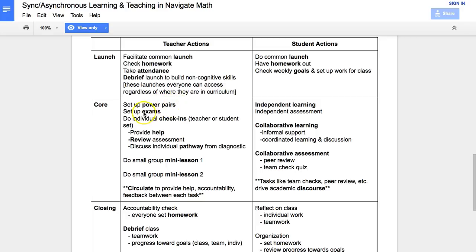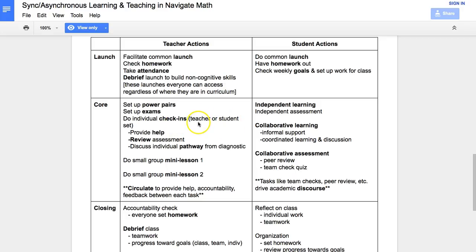While that's occurring, they can also set up any students who are prepared to take and have scheduled exams with their teacher in that process so they can be taking exams on the side while the class is occurring. Other types of things going on in the core of the class while the teacher is working include doing individual check-ins, either teacher or student scheduled.